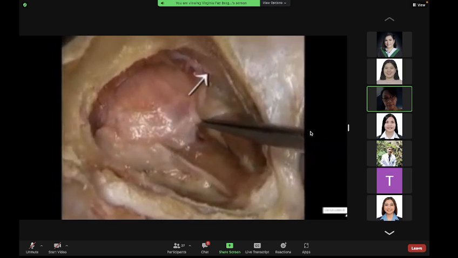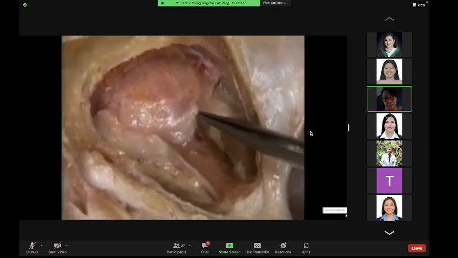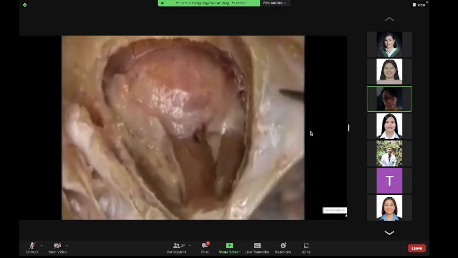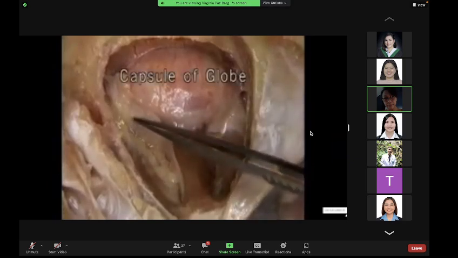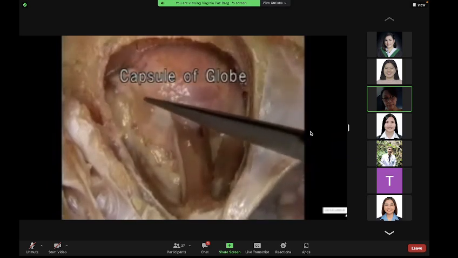These fibers of attachment form the posterior parts of the lateral and medial palpebral ligaments. Indirectly, they hold the eye in position in the orbit. The tendon sheaths of the muscles are also continuous with this sheath of fibrous tissue, the capsule of the globe, that surrounds the posterior 2/3 of the eyeball.